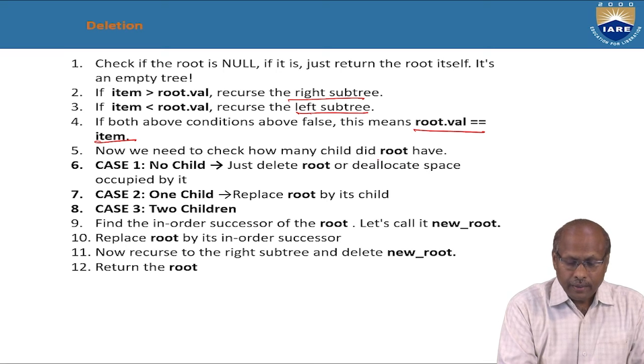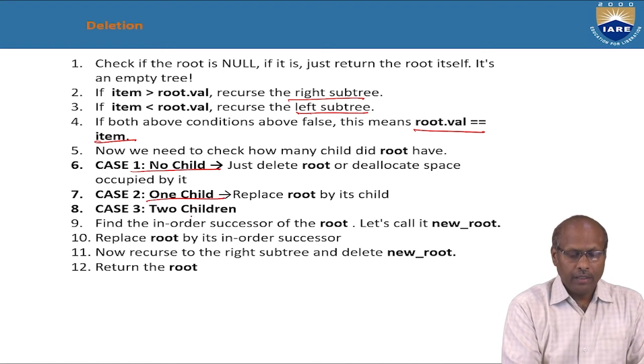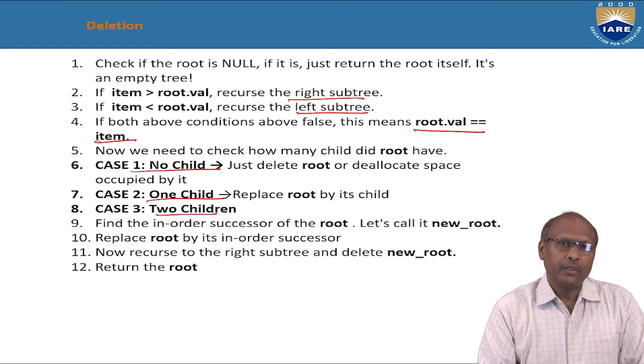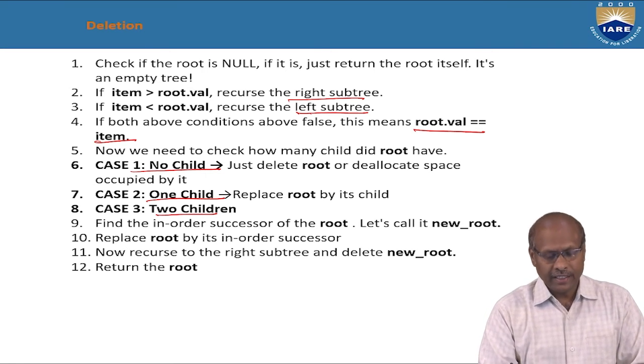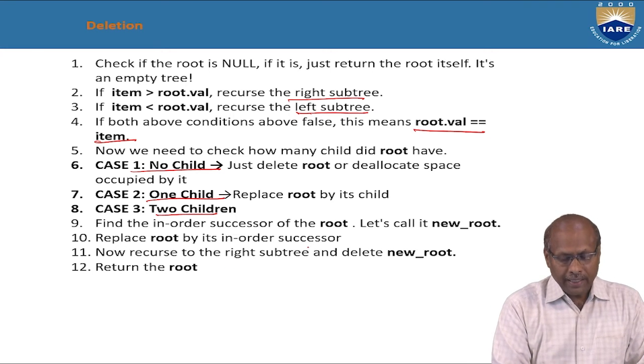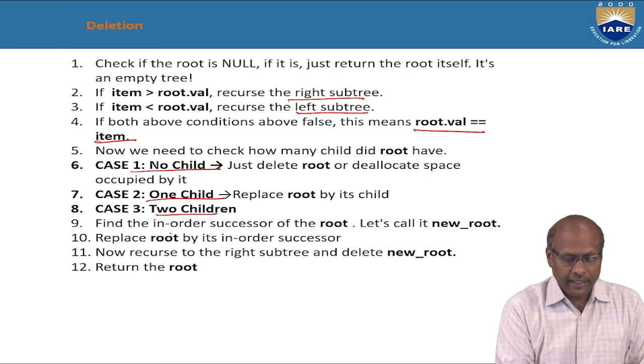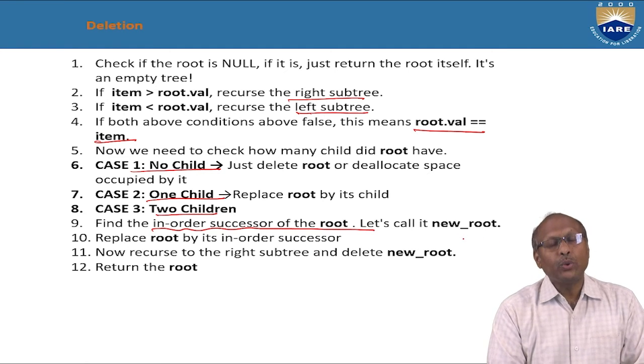Whether it is a 0 child, 1 child, or 2 child, there are 3 cases for a node to be deleted from the binary search tree. Once the position is identified, you have to go for the in-order successor of the root if it is a 2 child case.